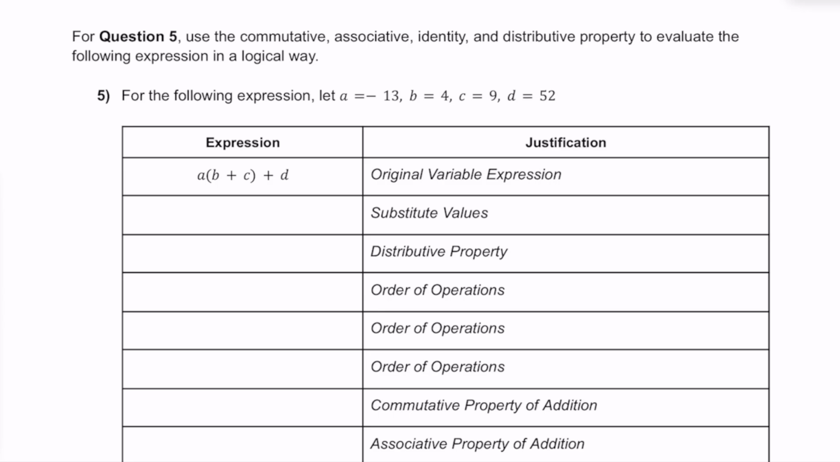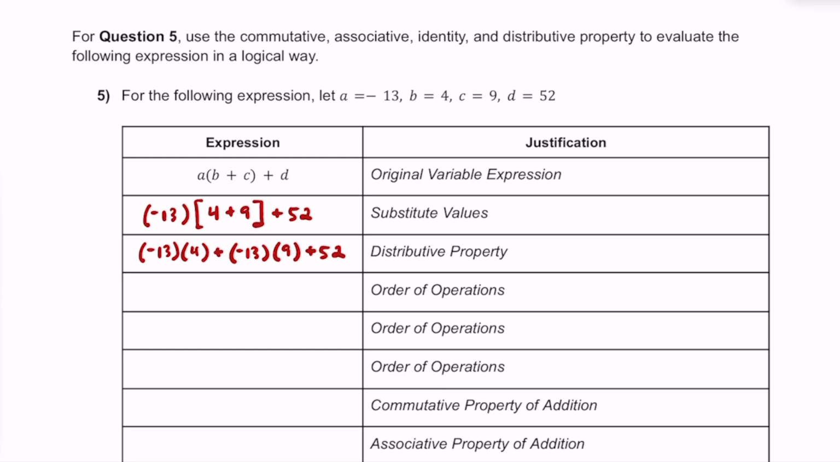We have a is negative 13. And we're going to multiply this by what? Well, I'm going to use brackets just because there's so many parentheses here, but it's going to be 4 plus 9 inside here. And then we're going to add on 52 afterwards. All right, lovely. Next, we're going to go ahead and follow the distributive property. So that means this negative 13 would multiply by each of these values on the inside here. So writing this out, we would have negative 13 multiplied by 4 plus negative 13 multiplied by 9 plus 52.